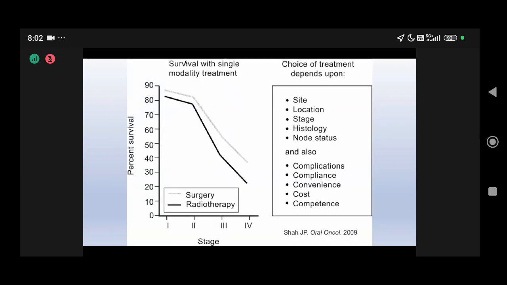In a paper by Shah JP in 2009 in Oncology, it is stated that survival with the single modality treatment is best with surgery when it is compared with radiation in all stage 1 to 4 of the tumor. Also, the choice of treatment depends upon the site, location, stage, histology, and nodal status of the disease, and also what are the complications, compliances, conveniences, cost, and competence in treatment involved.